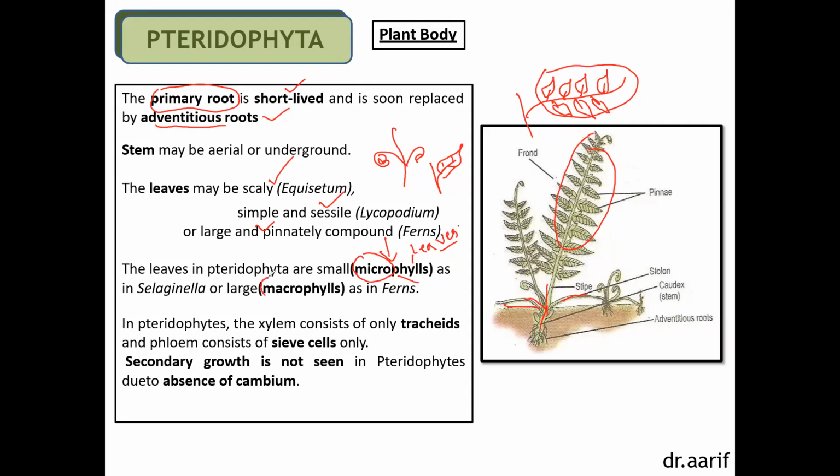Then on the other side, macro. Okay, macro. So phyllous means again leaves, and on the other side macro is going to stand for large. Okay, so these are smaller leaves, and on the other side we have larger leaves. Then if we are looking at the pteridophyte, the xylem consists of only tracheids.